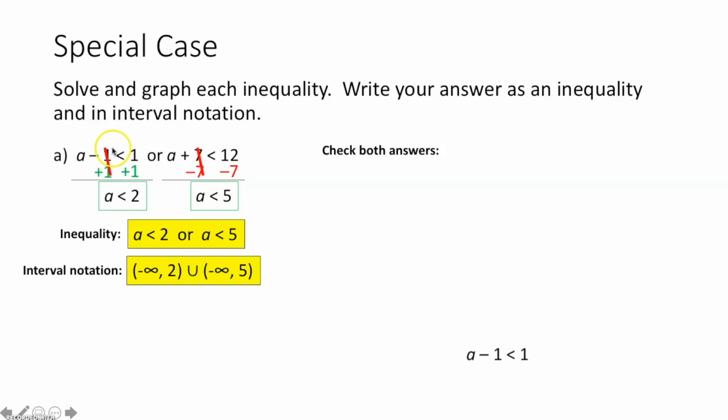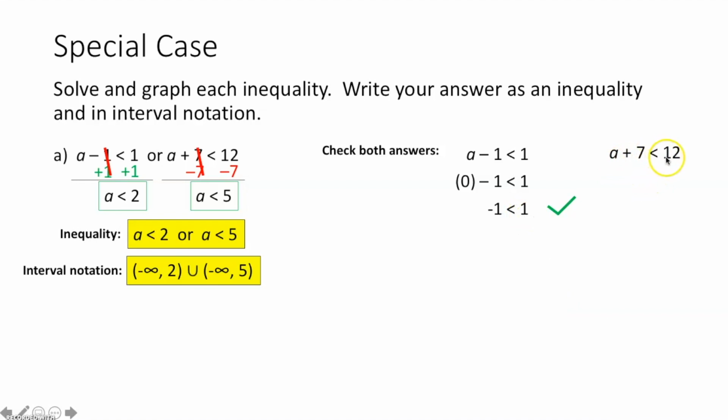So we start with our first inequality here, and we plug in a value that's on the given interval that we solve for. So what's less than 2? How about 0? We'll plug in 0 for a. What's 0 minus 1? That's negative 1. Is negative 1 less than 1? Yes, it is. Therefore, we can say that that checks out. Let's try the other one.